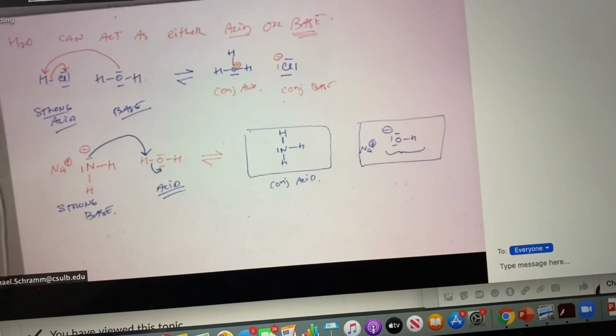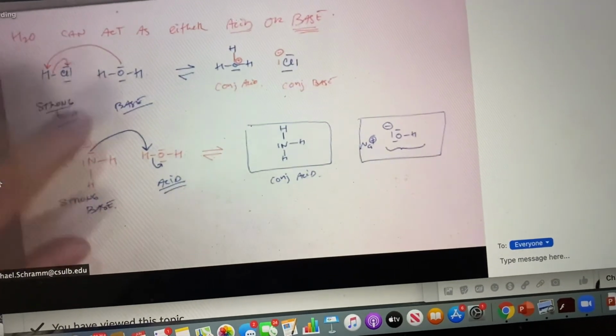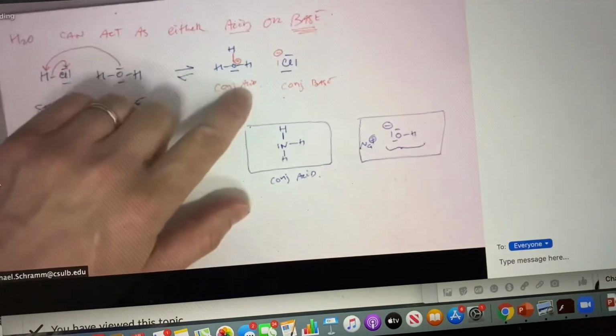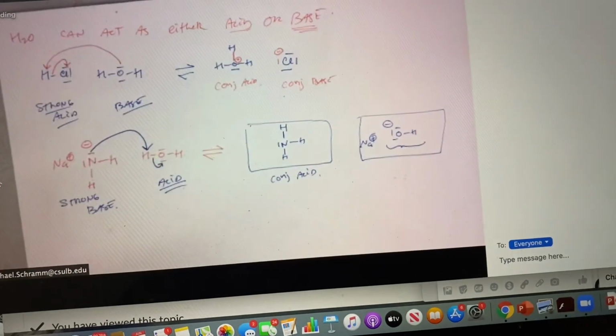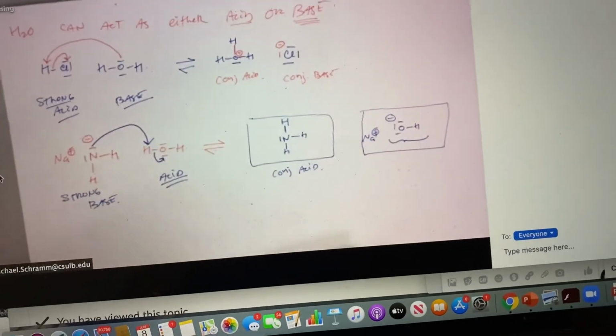Okay? So this is just a quick example of water serving as either a base, in this case, where it accepts a proton, and here's its conjugate acid. When water serves as an acid, it gives up a proton, and this is its conjugate base.